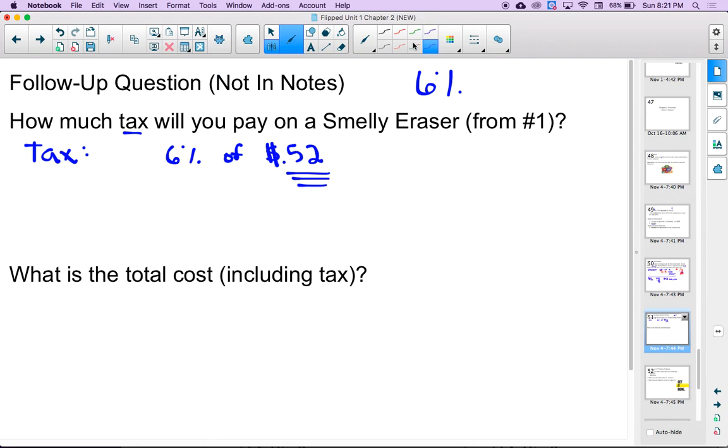Okay? So if we want to do this problem, the 6% becomes 6/100ths. We're going to take 52 cents times 6/100ths. 1, 2, 3, 4 numbers after the decimal, so a 4 goes in the box here. 6 times 2 is 12. 6 times 5 is 10, plus 1 is 11. We have to move our decimal 4 places.